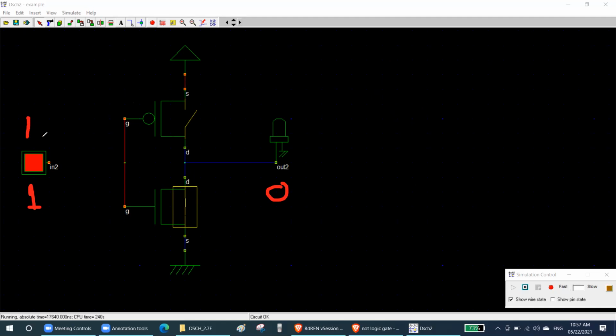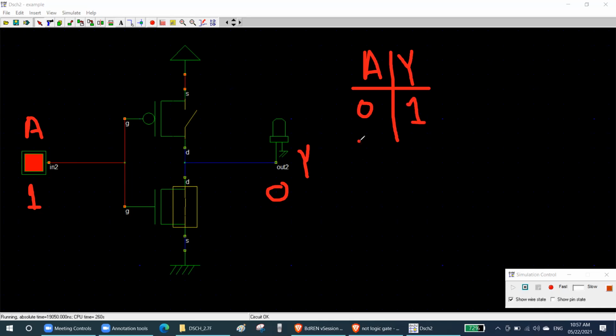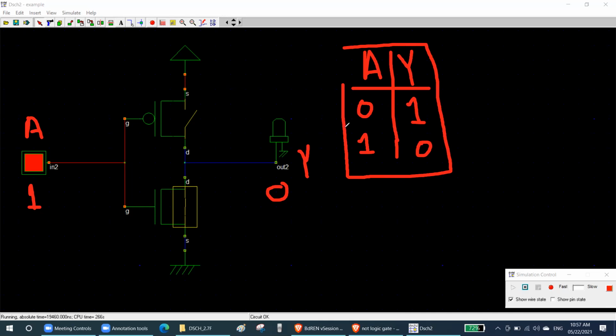So what is your truth table? Let's say this is your A, that is your input, and this is your Y, that is your output. So A and Y, what is your truth table? If you give 0, what is your output? 1. If you give 1, what is your output? 0. So that is your truth table. Understood, everyone? Yes, sir.